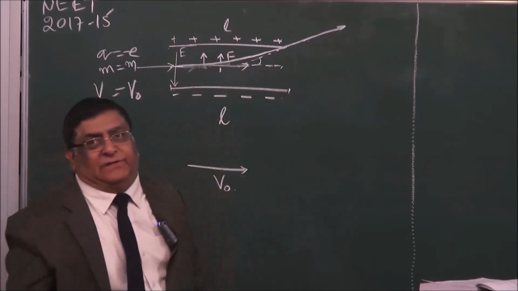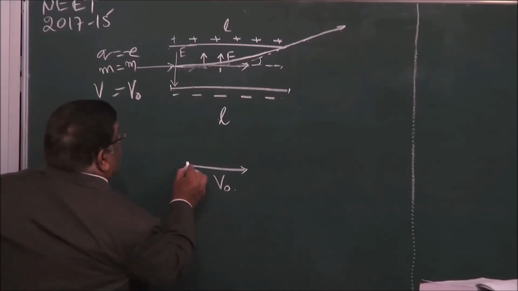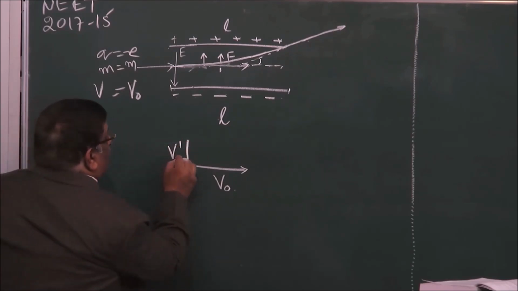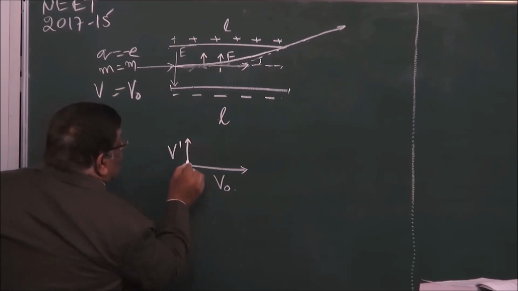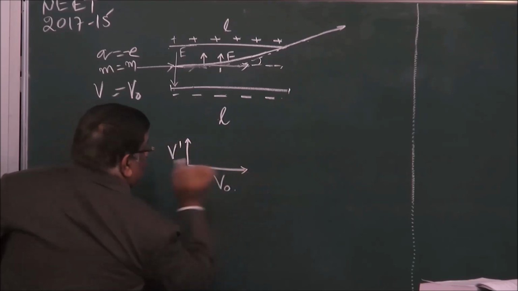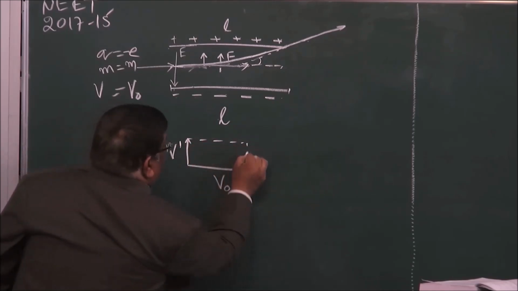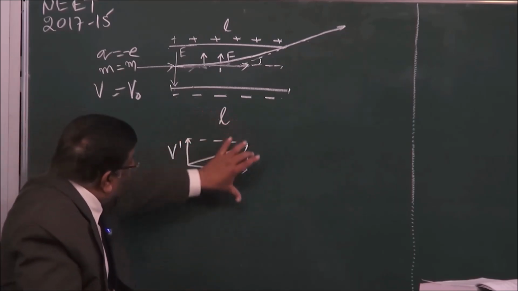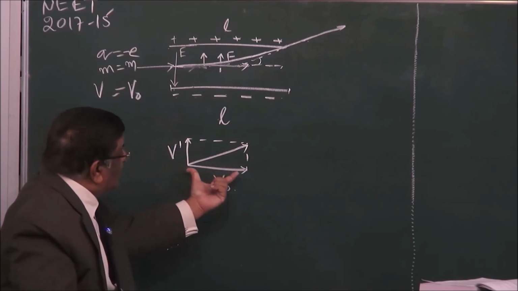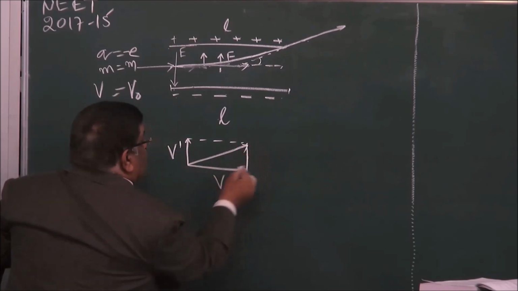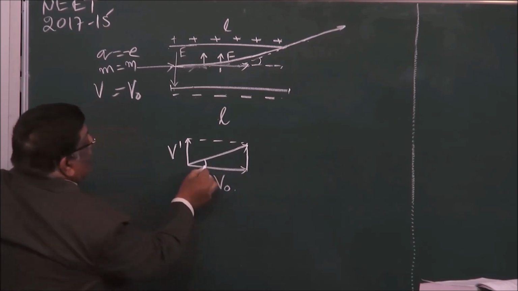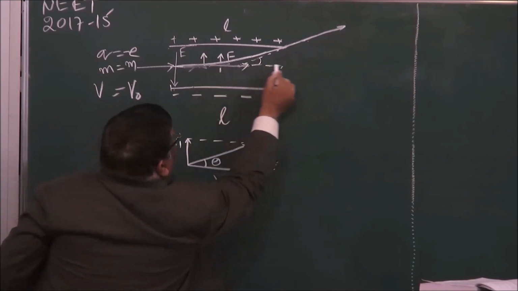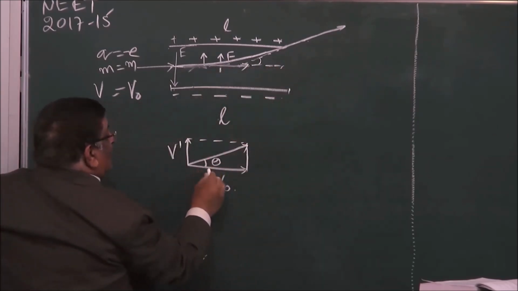How much is that velocity? Suppose that velocity is v dash, or v vertical. Now, if this is the v vertical velocity and this is the horizontal velocity, then this is the resultant velocity. Once we know this diagram, we can always find out this angle. This angle is theta. This is the deviation from the horizontal path.